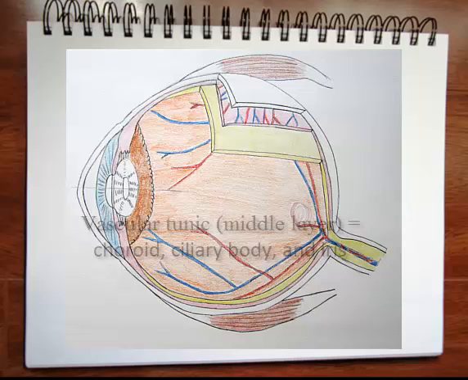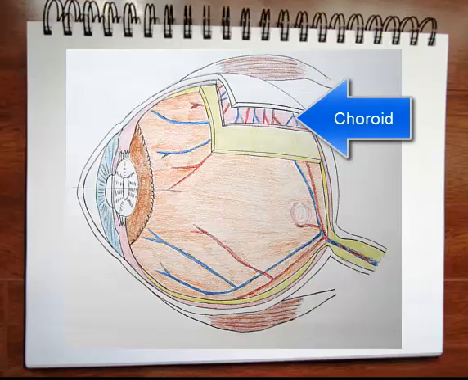The choroid, ciliary body, and iris are part of the middle layer of the eye, or the vascular tunic. The choroid is a layer comprised of blood vessels, which provides nutrition to the posterior region of the retina and is located underneath the sclera.